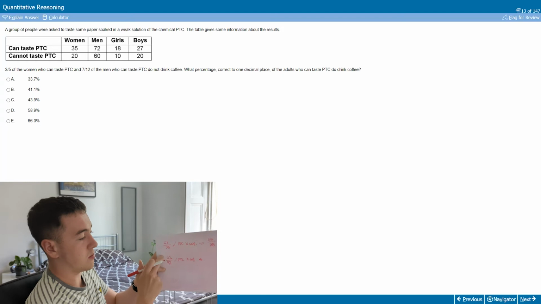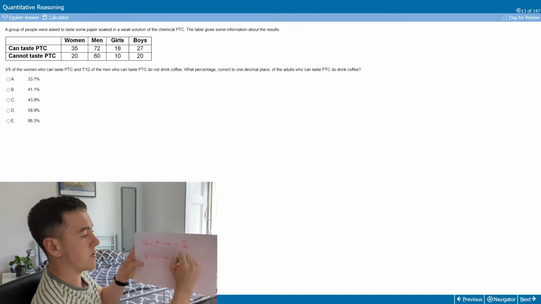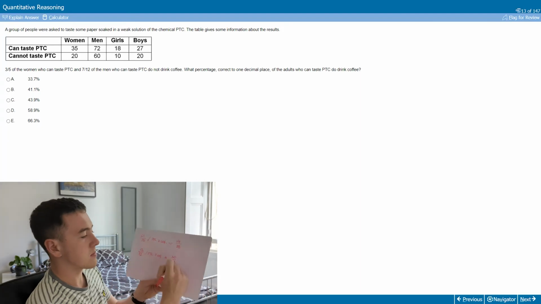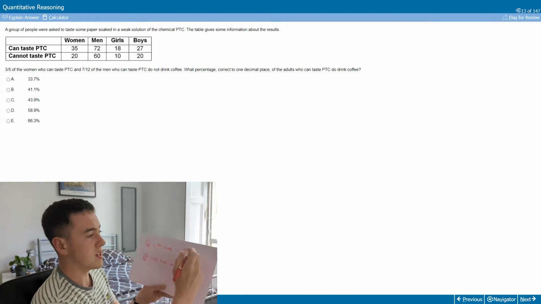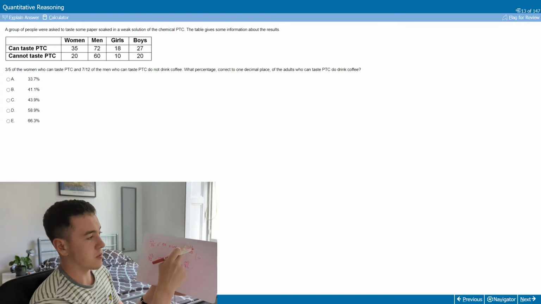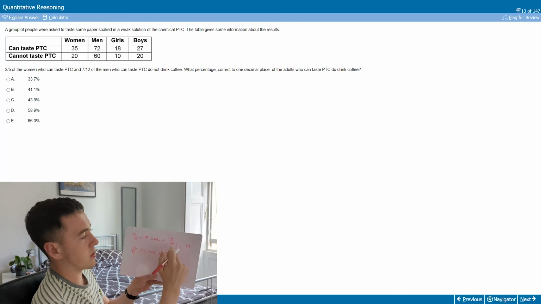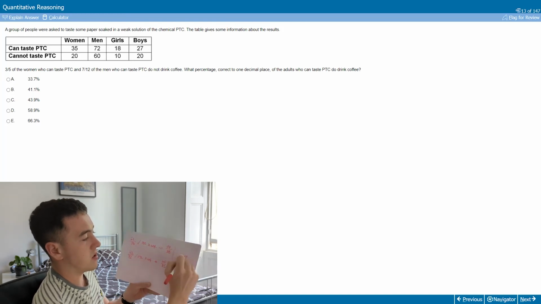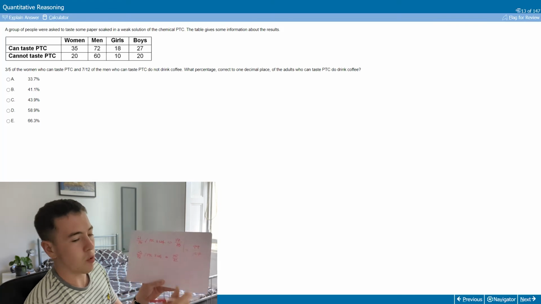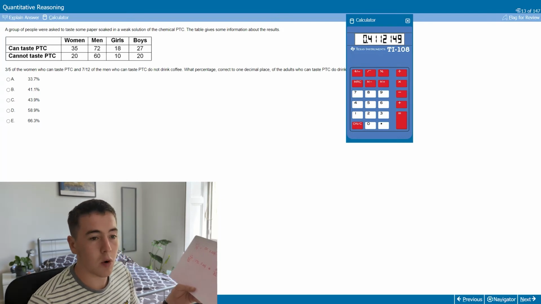therefore don't drink coffee. Then again, to find the difference is just 30. So 30 of the 72 and 14 of the 35 do drink coffee. So on the top we've got 44, because we're doing the 30 plus the 14, and on the bottom we've got 107. 44 over 107, now it's calculator time. 44 divided by 107 is 41.1%.